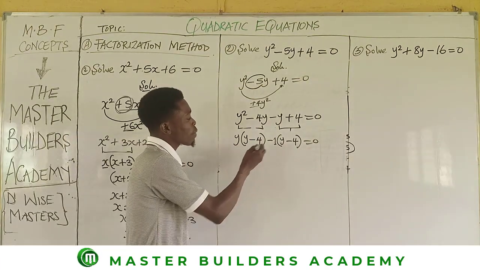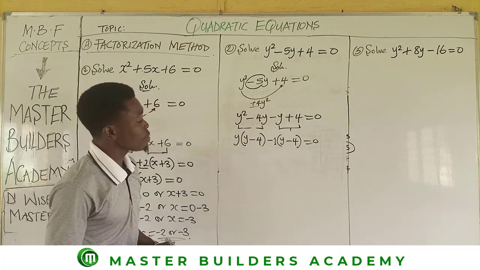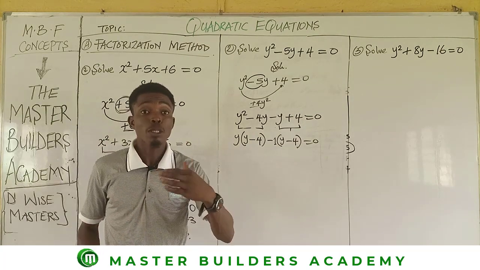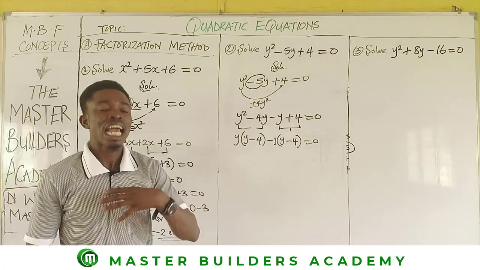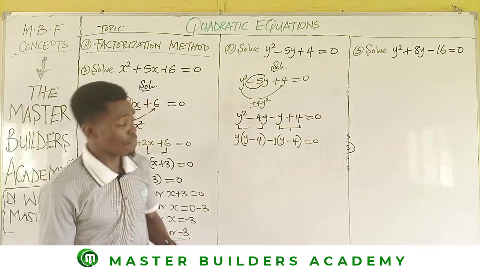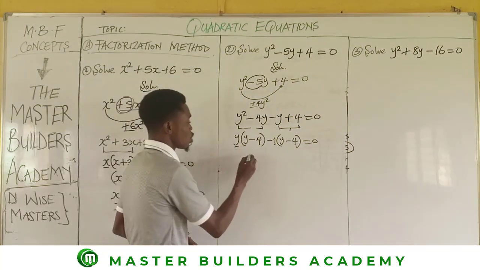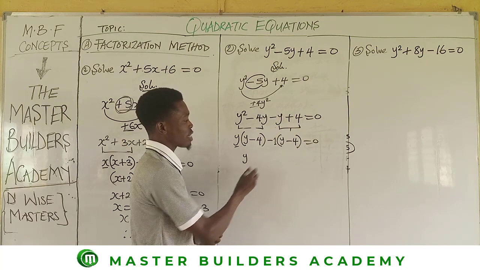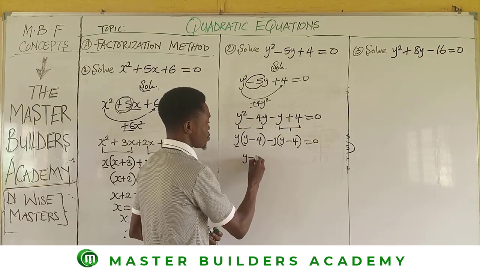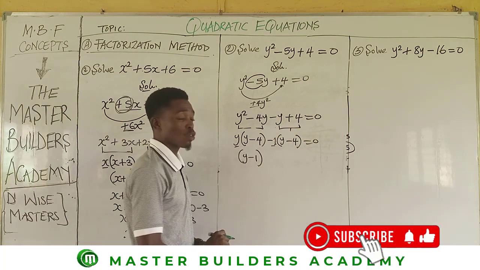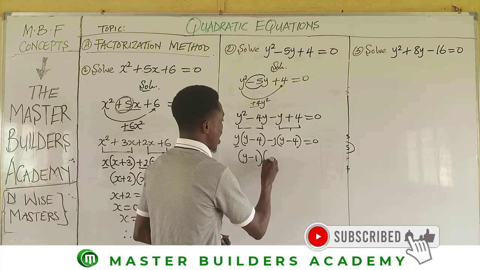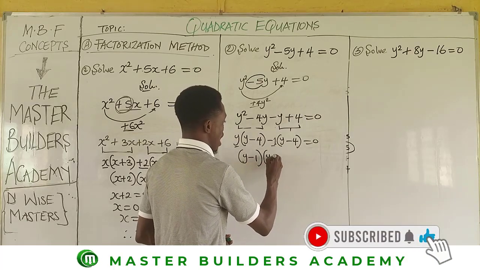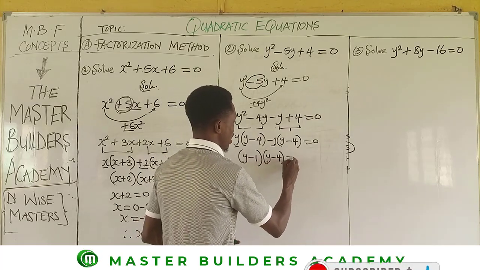Then, the next thing we are quickly going to do is to collate the multiplication factors, which are the terms outside the bracket. The first term outside the bracket here is y, and the second term outside the bracket is minus 1. So we bring them together to form one bracket. Then we can pick one of these equal brackets. We have y minus 4. Pick one, they're equal to 0.